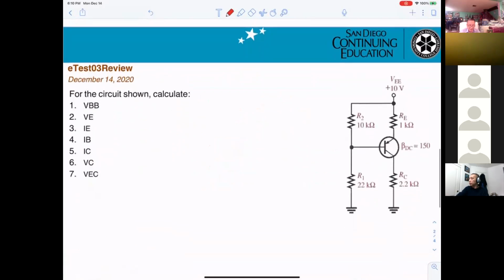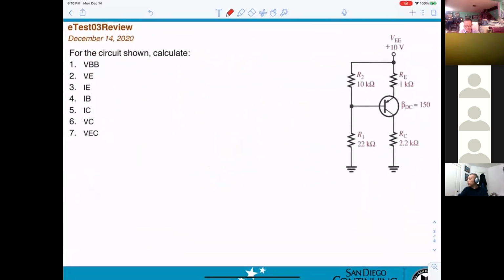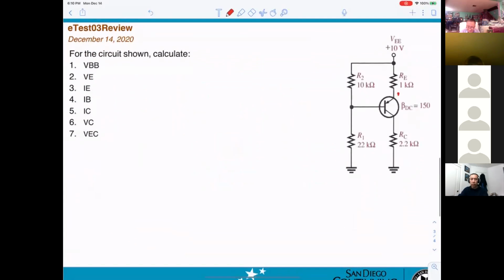Now, try this one. As you can see, VCC now will be positive, but the circuitry will look different. You understand the emitter now will be here, that will be the collector, and that will be the base. Still PNP though. Same PNP, but a different configuration. So go ahead and try to complete that one.